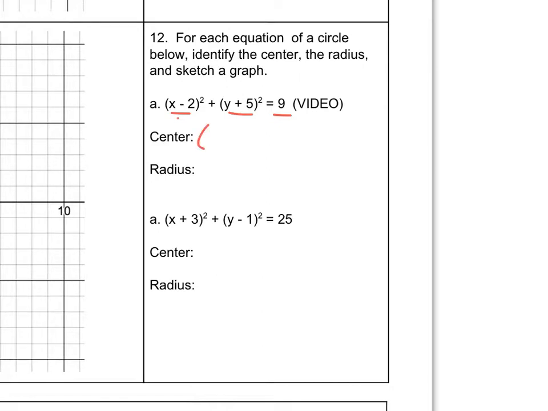So instead of negative 2, we're going to have positive 2 for x. Instead of positive 5, we're going to have negative 5 for y. That's my center. For the radius, that last term describes the radius squared. So if radius squared is equal to 9, that means that the radius is equal to 3.